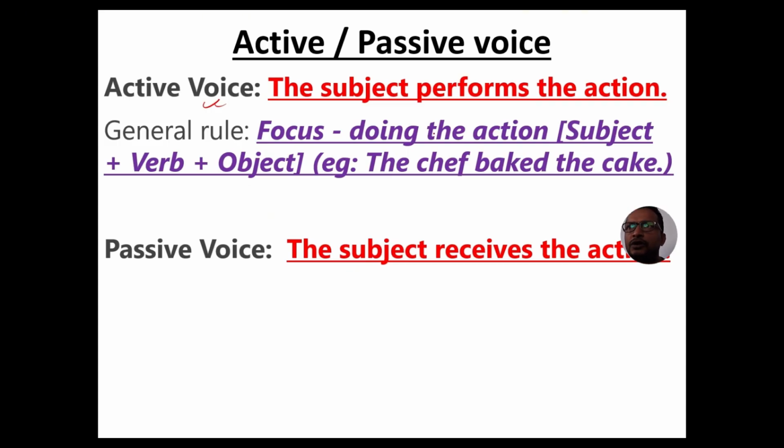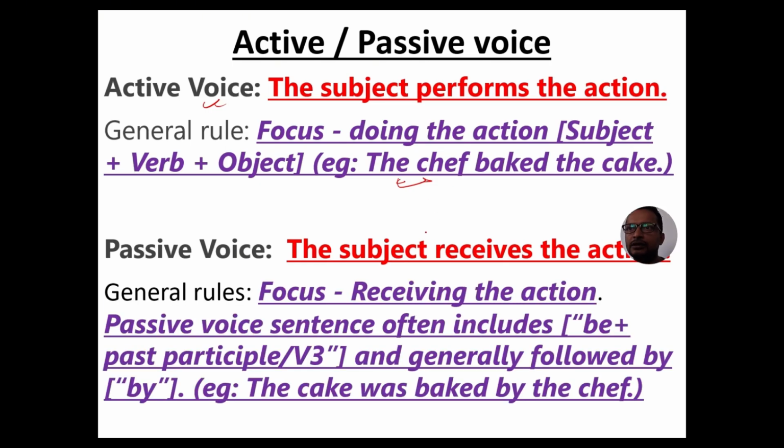For example, in active voice the focus is on doing the action. For example, the chef baked the cake. Now the focus is on the chef, on what the chef is doing. Similarly, in the passive voice the subject receives the action, meaning the sentence is written in such a way that the focus is given to the receiver of the action. So for the same thing, we should say the cake was baked by the chef.